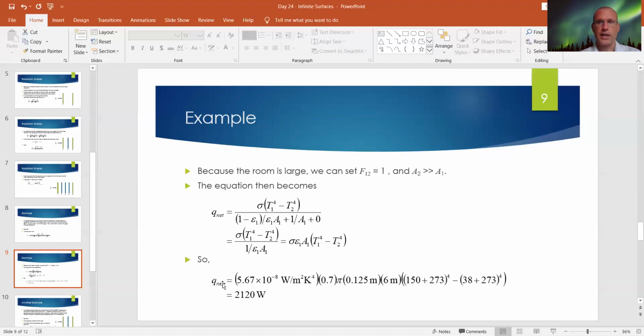And so net heat transfer: sigma is 5.67 times 10 to the -8 watts per meter squared kelvins to the 4th. Epsilon was 0.7 for this one. The area for my cylinder is pi times diameter times length. The temperature of my pipe was 150, and again, I want to make sure that's in Kelvin, so add 273. The temperature of the walls was 38, again, make sure that's in kelvins. And I get a total heat transfer from radiation of 2,120 watts for this case.